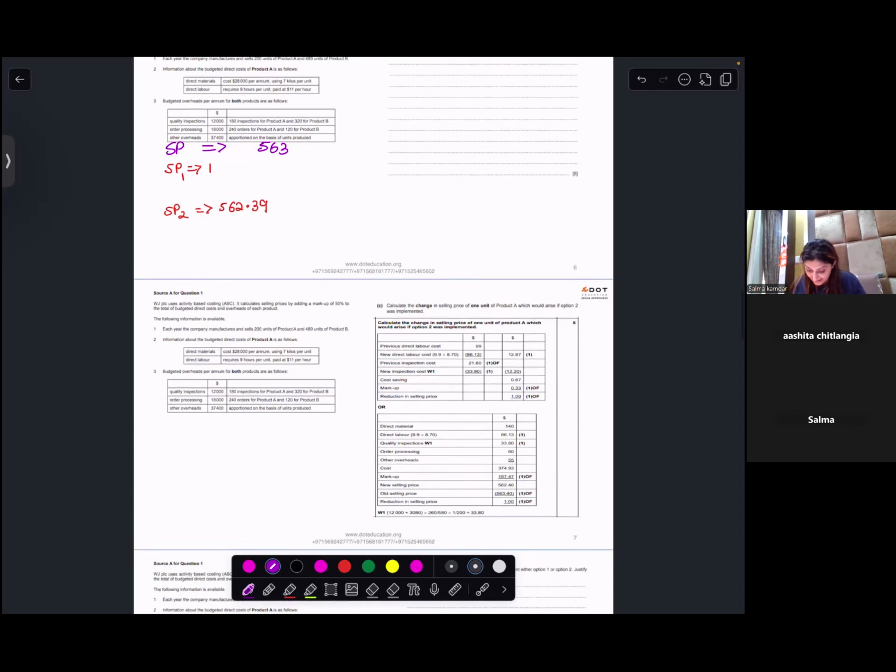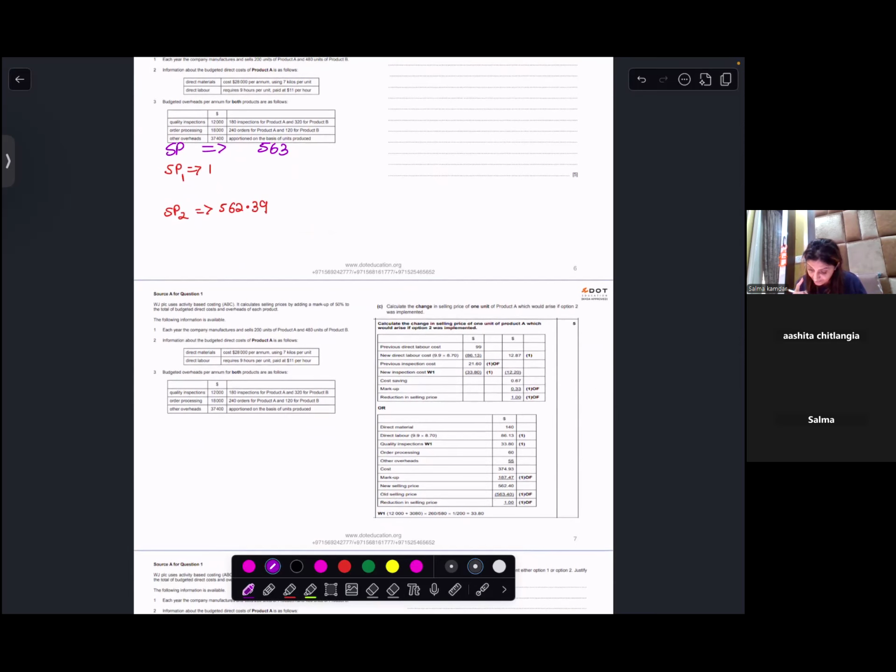What is the original selling price? 563. Selling price as per option 1 would be how much? 501.36. What is the reduction in selling price as per option 1? 62.04. Selling price as per option 2 is how much? 562.39. So the reduction in selling price as per option 2 is how much? Approximately $1.